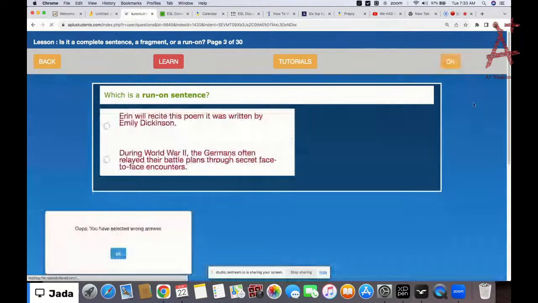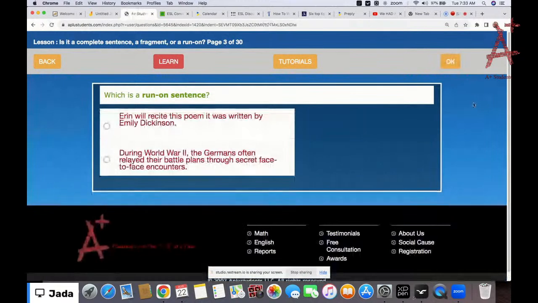Now, which is a run-on sentence? Eric will recite this poem written by Emily Dickinson. And then, during World War II, the Germans often relayed their battle plans through secret face-to-face encounters. So it's going to be the first one. It was written is a different sentence entirely. So yeah.